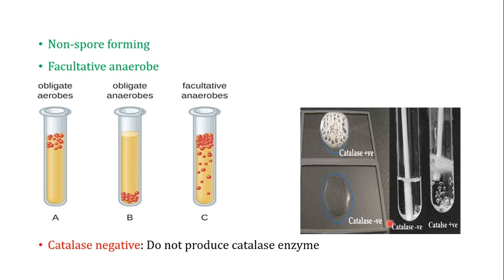Another important property of Streptococcus pyogenes is that they are non-spore-forming bacteria, and they are facultative anaerobes. So this diagram is giving you some information about the aerobic and anaerobic nature of the different bacteria. If you talk about the obligate aerobes, you can see over here they are growing on the surface of the media. That means that they cannot survive in the absence of oxygen. Therefore, they are called obligate aerobes.